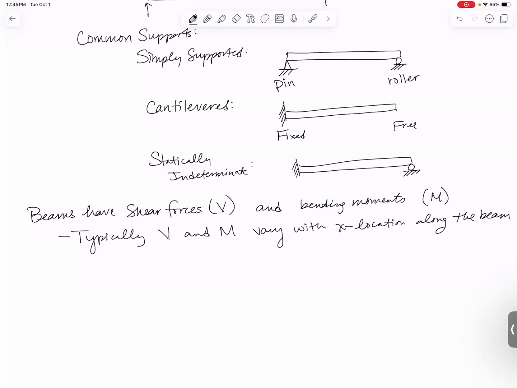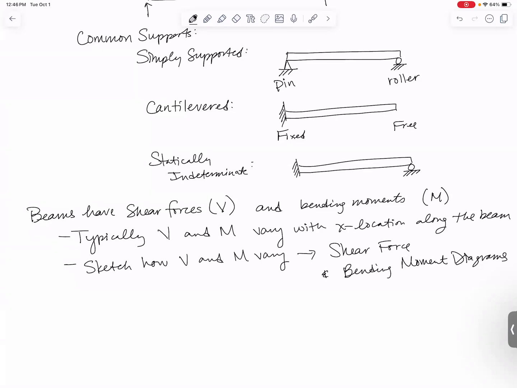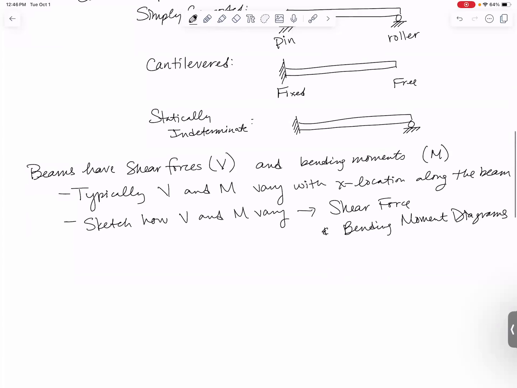What we're going to be doing in today's class is figuring out how big the shear force and the bending moment are at different places along the beam. So our goal today is to sketch how V and M vary. We're going to call these shear force and bending moment diagrams. The goal of this is typically to find out where they are biggest and how big they are, because the maximum value of the shear force and bending moment is likely to determine when we're going to have failure. So this is a key thing for designing beams.